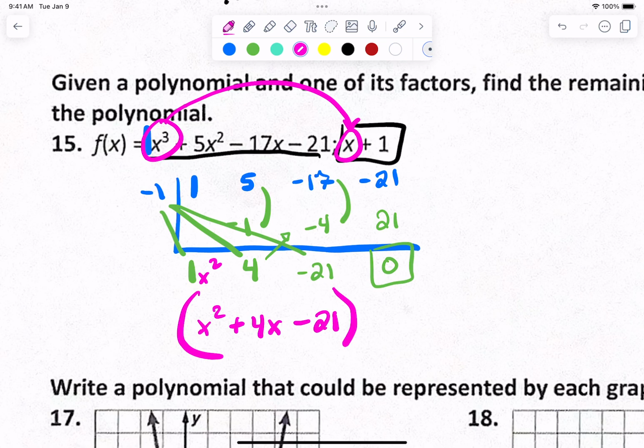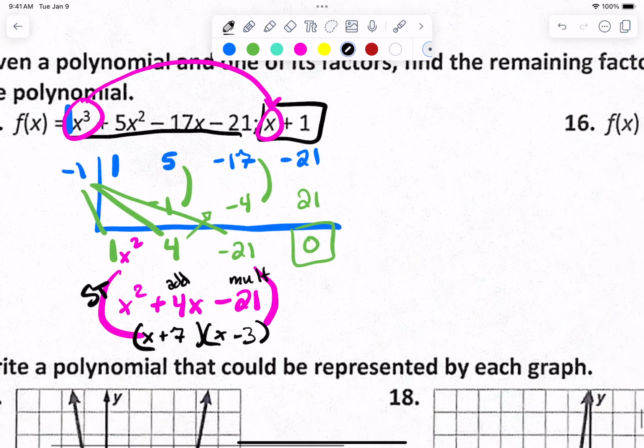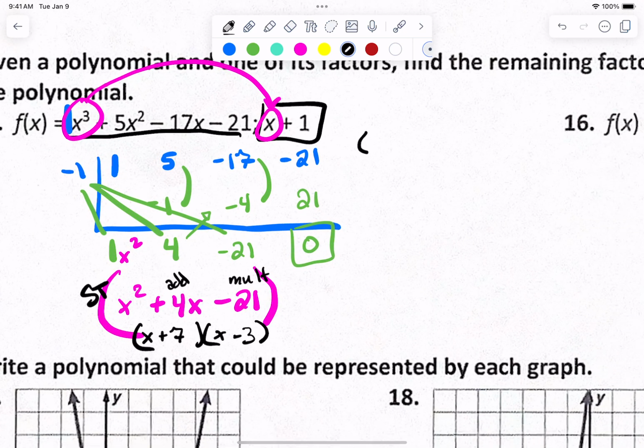This x squared plus 4x minus 21 is what? A simple trinomial. So I'm looking for two numbers multiplying to get -21 and adding to get 4, yeah? All right, give it to me, Dylan. What do you got? 7 and 3. Positive 7, -3, yeah? Okay, so if I list all of the factors out, one of my factors is x plus 7. One of my factors is x minus 3. What's the third one? X plus 1, the one that they gave me, right?